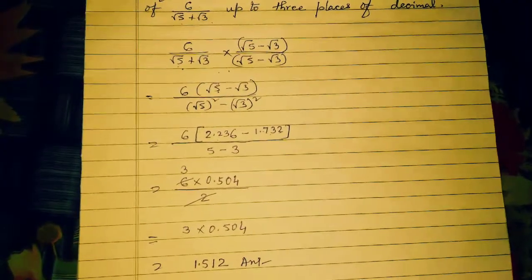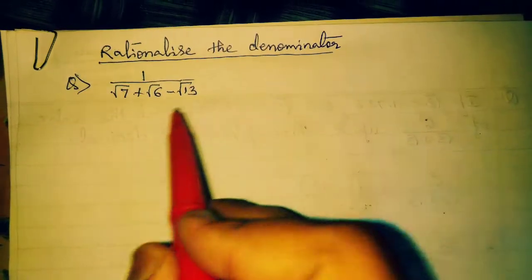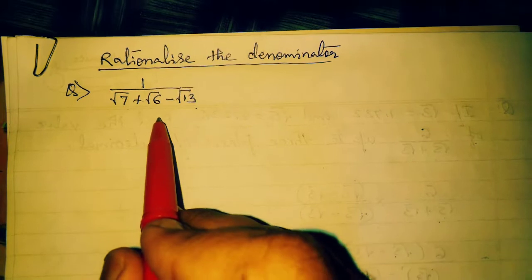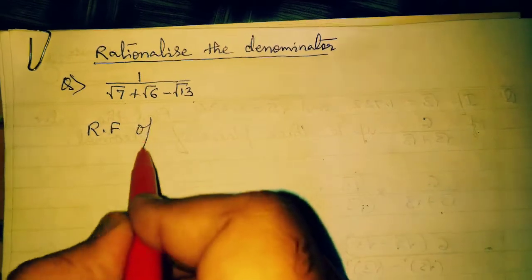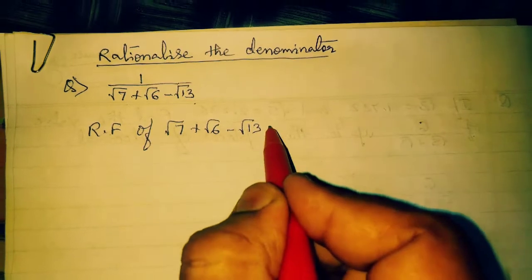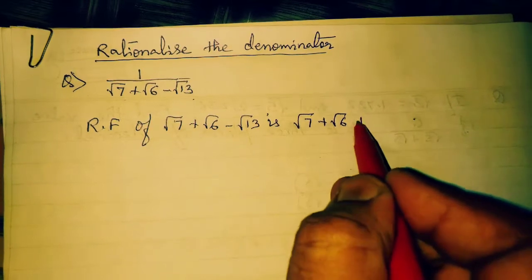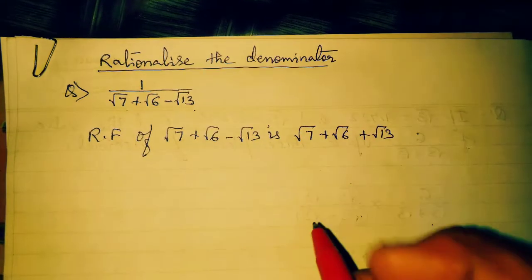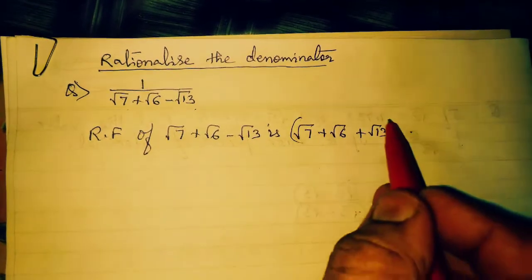Clear, student? Now in this question it is given to rationalize the denominator, but here 3 numbers are given under root. So how to rationalize this one, we'll see here. First of all we'll find the rationalizing factor of root 7 plus root 6 minus root 13. That rationalizing factor is root 7 plus root 6 plus root 13. Student, whenever 3 numbers are given under root, we have to rationalize 2 times, then only is it possible to rationalize, otherwise not possible. So the first rationalizing factor will be this only.